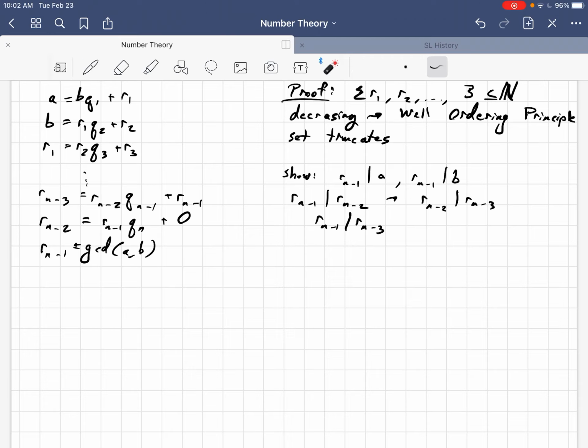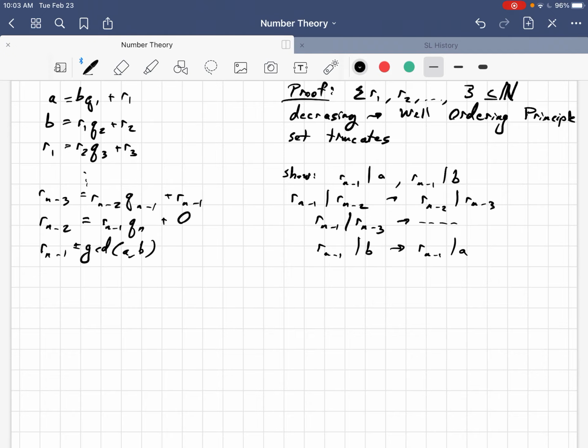And then I could continue up and up and up, right? Eventually to the point where I get that r sub n minus 1 divides b, which implies that r sub n minus 1 divides a. And so r sub n minus 1, therefore, is a common factor of a and b. Now, the very last thing that we need to do is prove that it's the greatest such common divisor.